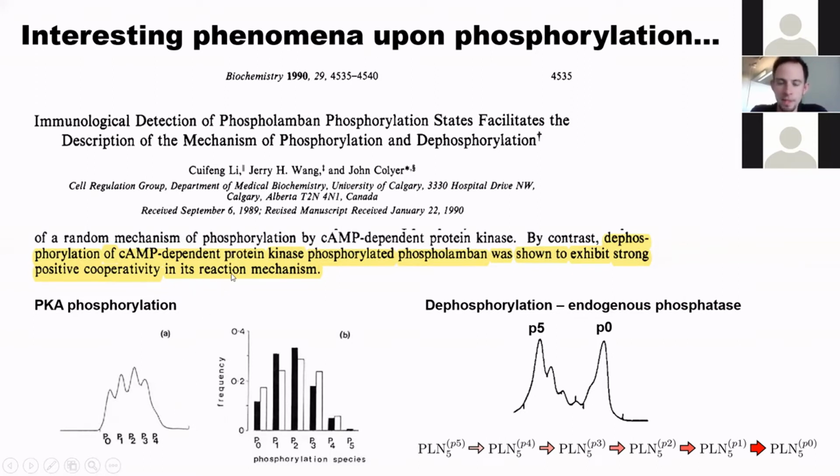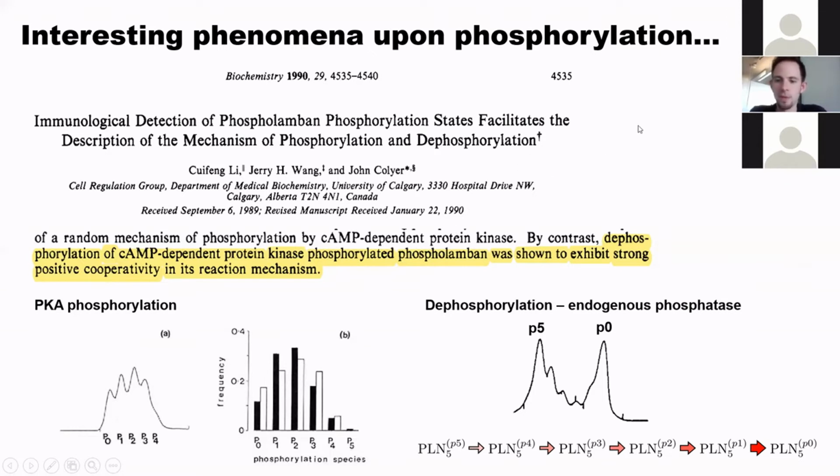And that's something you expect for a random phosphorylation mechanism, in which the phosphorylation state of the different subunits within a pentamer doesn't influence the phosphorylation state of the other subunits within that pentamer. And when you compare the distribution to a theoretical distribution, you see a very close alignment, which suggests that indeed PKA phosphorylates pentamers randomly.